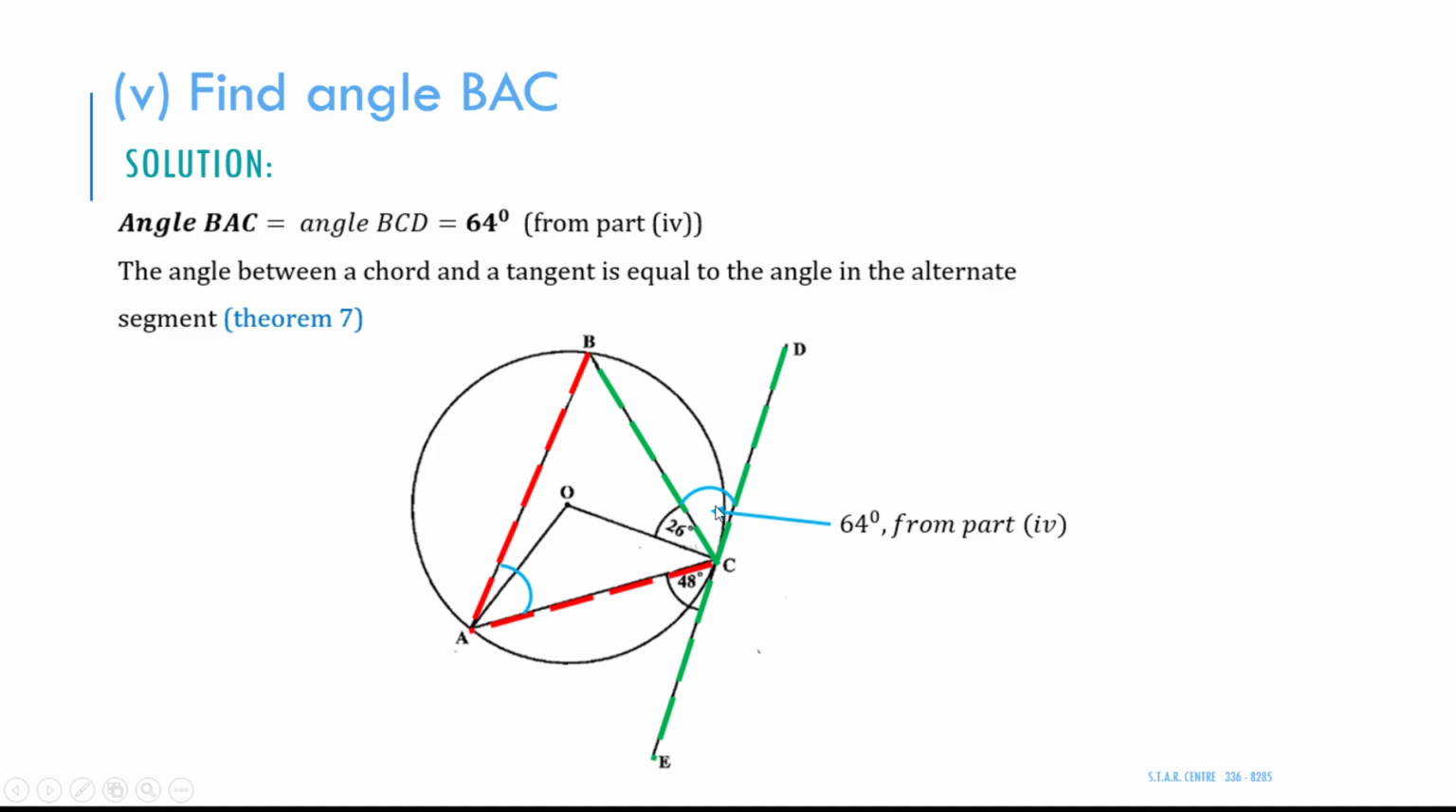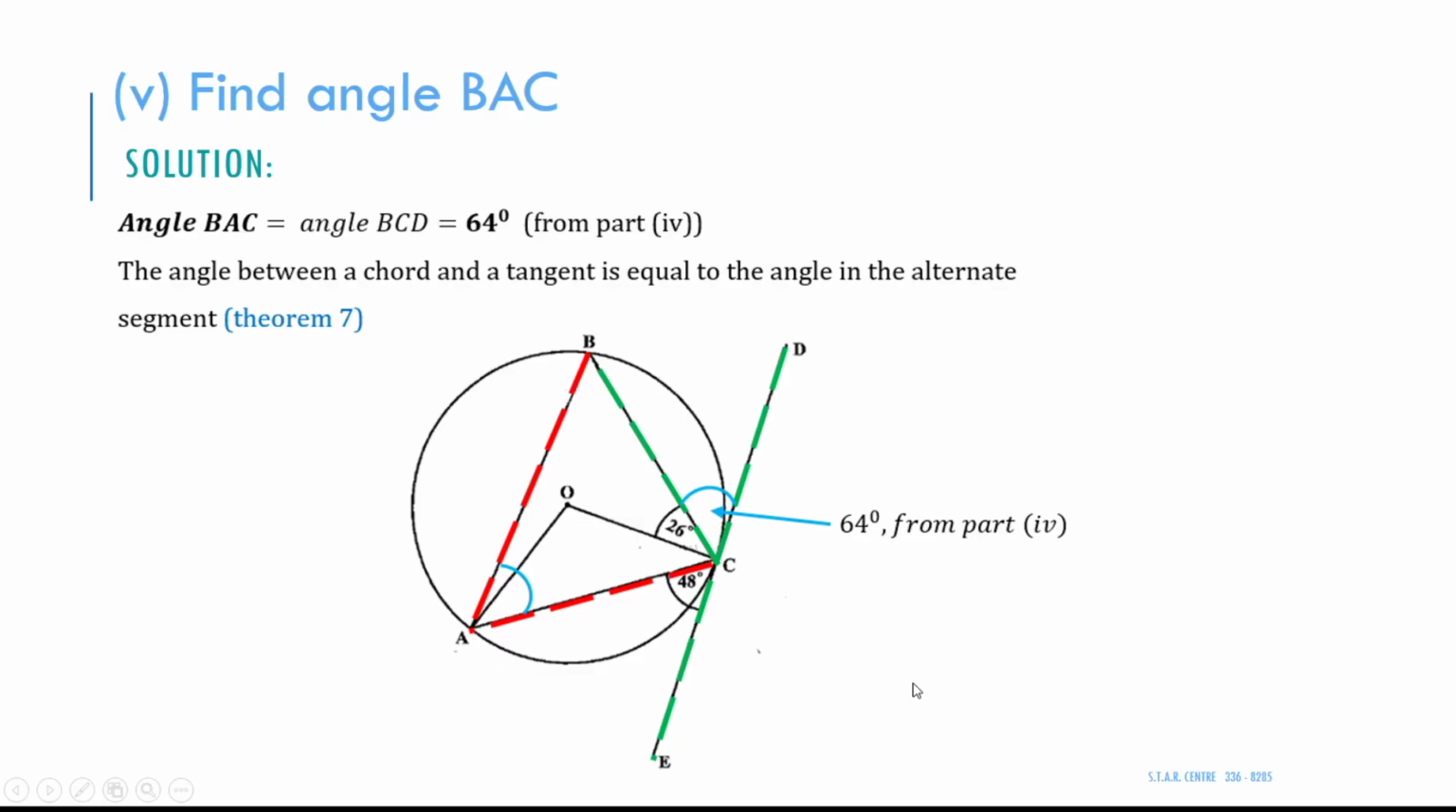And we have found this angle in the previous part of the question, which is 64 degrees. And then we know that this would be the same as this one. And again, you need to state your reason, which is the theorem that the angle between a chord and a tangent is equal to the angle in the alternate segment.